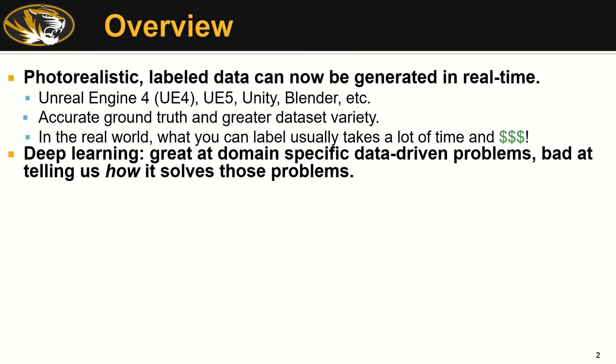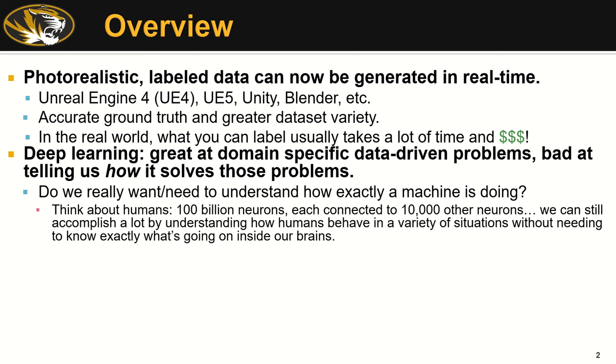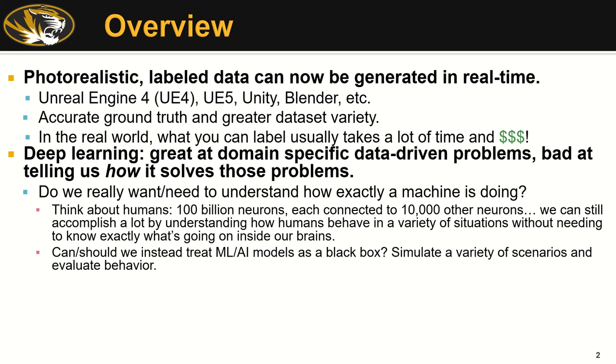So deep learning has always been really good at solving these very specific data-driven problems, but it's been bad at telling us how it solves those problems. But I would pose the question: do we really need to know exactly how the machine is doing it? If you think about humans, each human has about 100 billion neurons, and each of those is connected to about 10,000 other neurons on average. But we can still accomplish a lot by just understanding how humans behave in a variety of situations, without needing to know the specifics of what's going on in our brain. Can we do this for machine learning and AI models? Can we treat them as a black box and just evaluate their behavior under a variety of conditions? That's going to be the goal of today's talk.